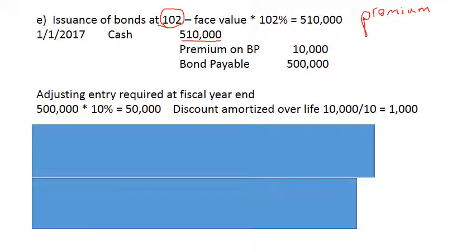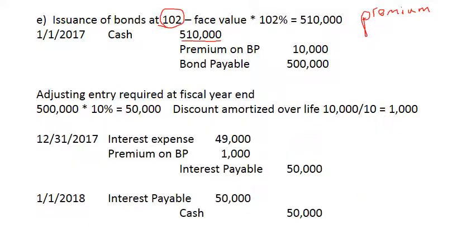So $1,000 a year is going to go towards reducing the interest expense. So on December 31st, we have the interest payable, so that's the coupon amount, and we amortize this bond premium. So the interest expense only ends up being $49,000. So you can see, because we sold it at a premium, the cost of financing, or the cost of the bond, is lower when it's sold at a premium than it is if it's sold at par.